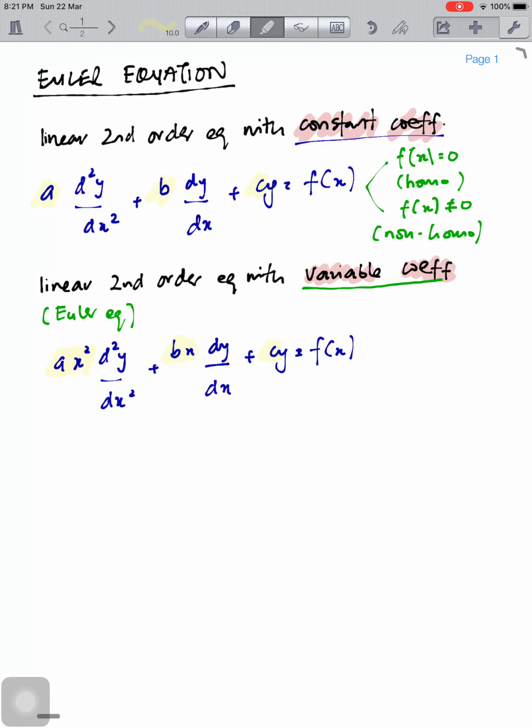When we want to solve the Euler equation, there is no specific way to solve it directly, but what you have to do is make it into an equation with constant coefficient. So you are going to convert the form from having a variable coefficient to a new equation which now has a constant coefficient. Only then can we use the previous methods that we have discussed before. So how do we do the conversion? How do we convert a variable coefficient to a constant coefficient equation?